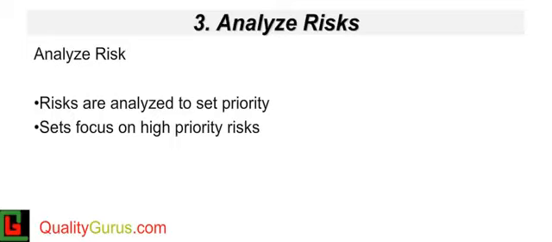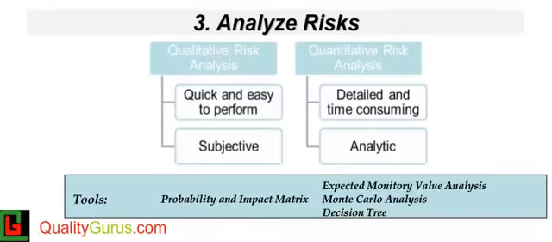This is the process of quantifying the risk events, documented in the previous step, so that the organization can focus on critical risks. For risk analysis, qualitative and quantitative analysis are conducted. Qualitative risk analysis is a subjective analysis, and is quick and easy to perform. One tool to conduct the qualitative analysis is probability and impact matrix. We will cover this tool in next few slides.